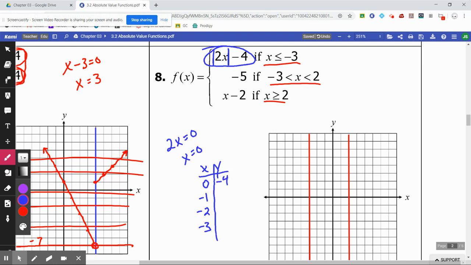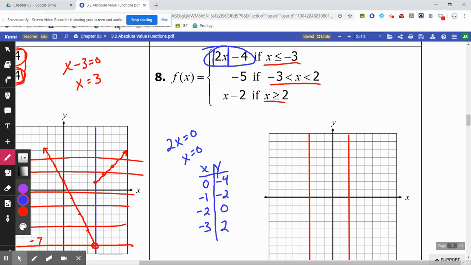When I plug in -1, that's -2. Absolute value is 2. 2 minus 4 is -2. When I plug in -2, I get 0. When I plug in -3, I get 2. So let's plot those points. And again, reminder, I'm only going to graph in this region. So if it's not in this region, it's not part of my graph.